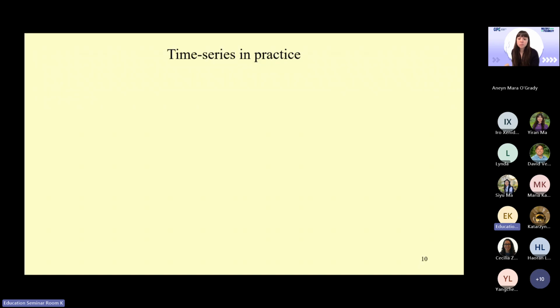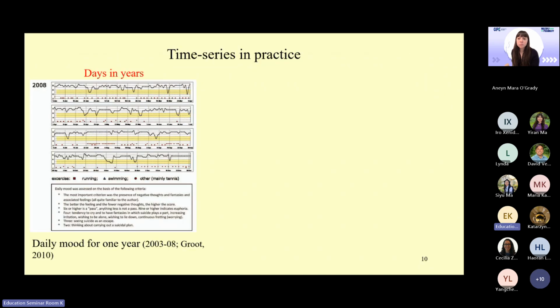Time series in practice. So this is a diary study by a patient who suffered from depression, and he kept his own diary over 5 years, and this is the last year. So these are all the 365 days where he has recorded his mood with his own scale. So this is by Groot, 2010. It's a very interesting paper. It's kind of self-monitoring of his own mood, and it's publicly available.